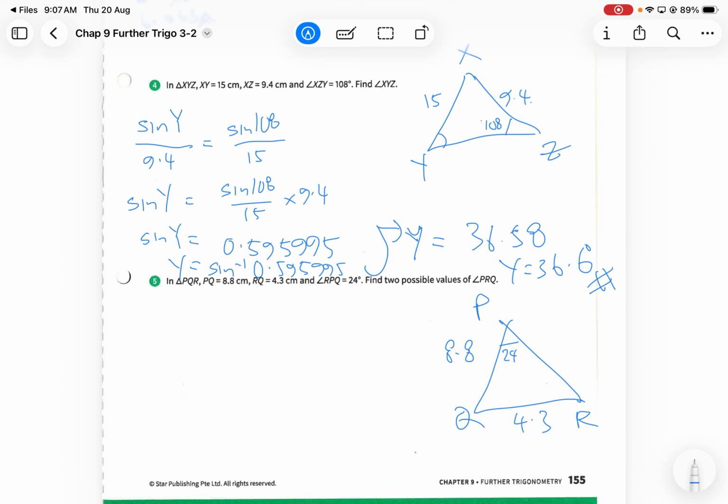Okay, question 5 is interesting. Try. Those that are done with question 4, try question 5. Get the answer. Then think. Why? Are there 2 possible values?